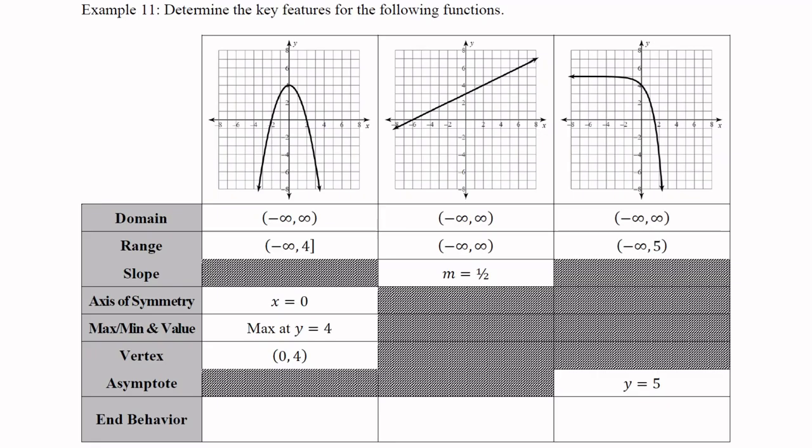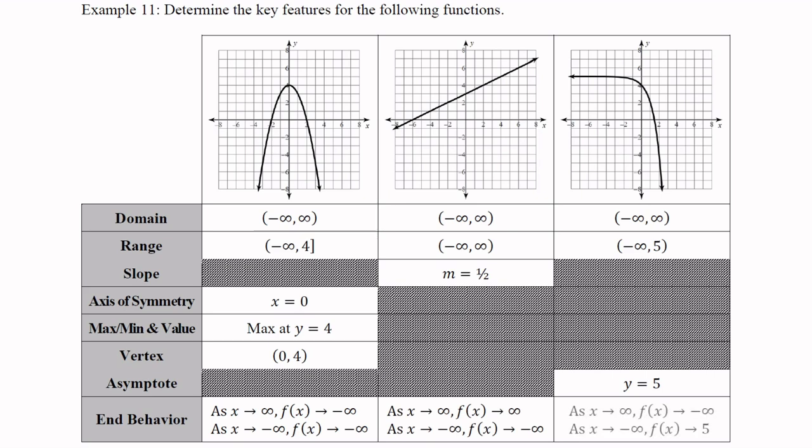And then one more look at all three end behaviors. We're concave down the parabola, so both ends go to negative infinity. We are on the right going up, so the right-hand side goes to infinity, the left-hand side goes to negative infinity. And then with the exponential, the right-hand side goes to negative infinity, the left-hand side goes to 5.